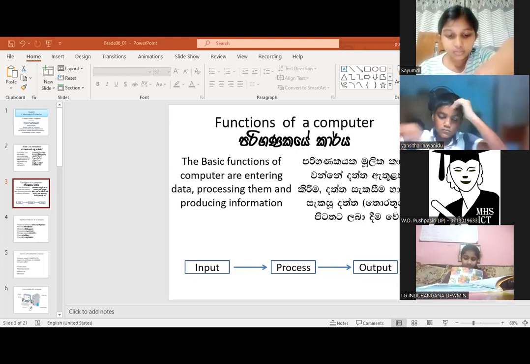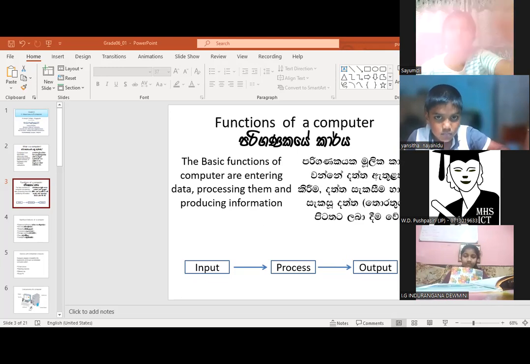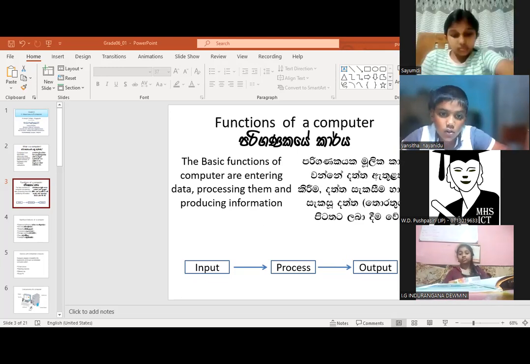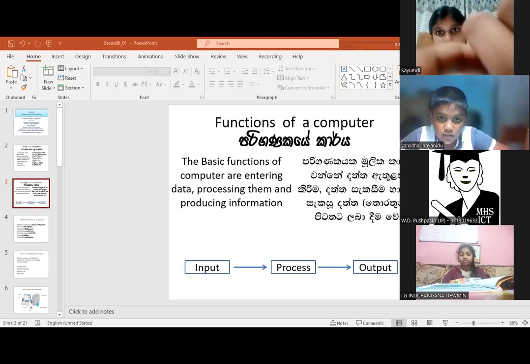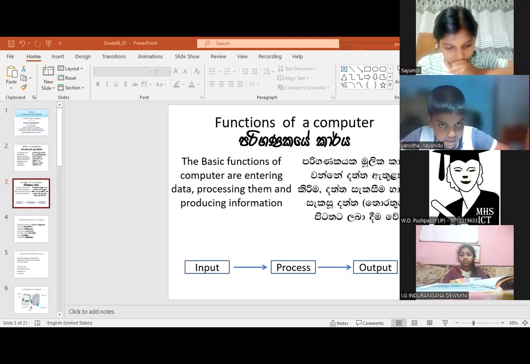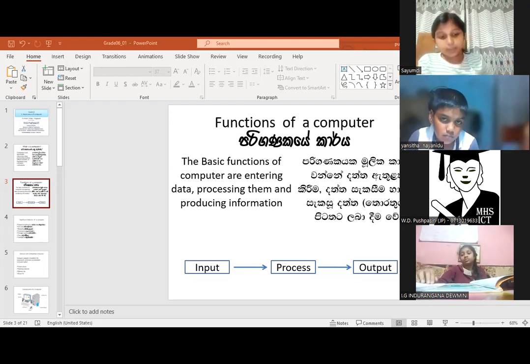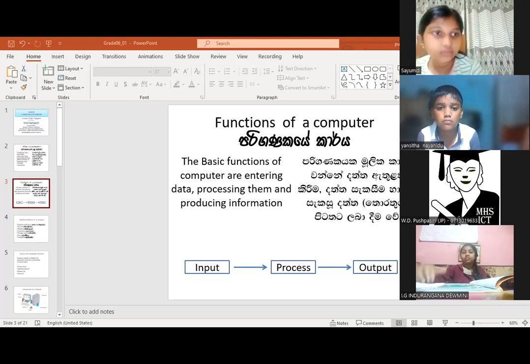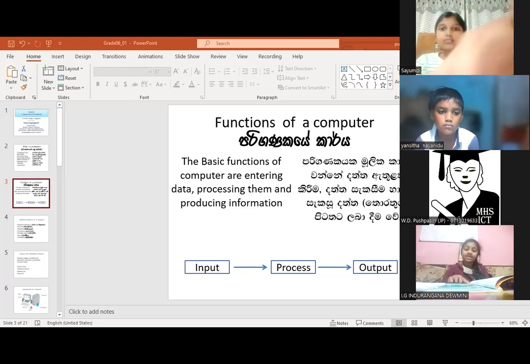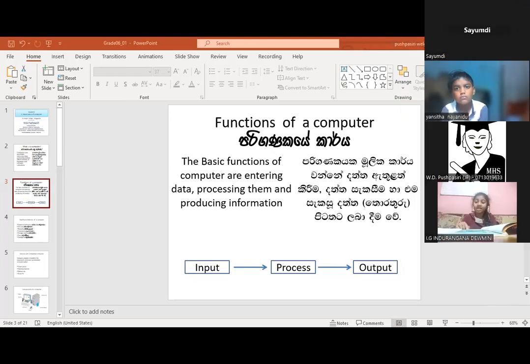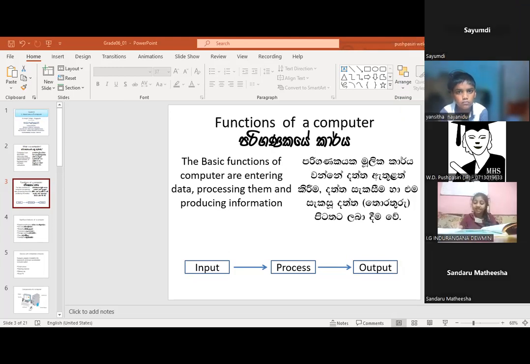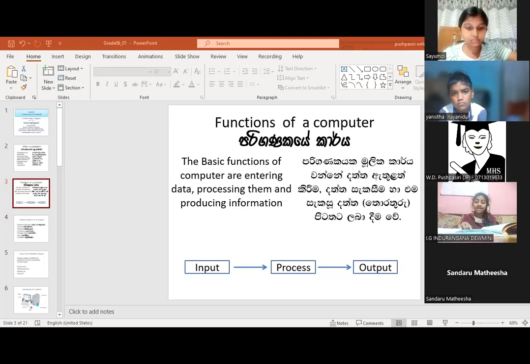Yansita. The basic functions of a computer are entering data, processing them and producing information. Very good, right. Devmini. The basic functions of a computer are entering data, processing them, and producing processed data information. Very good. Nice.